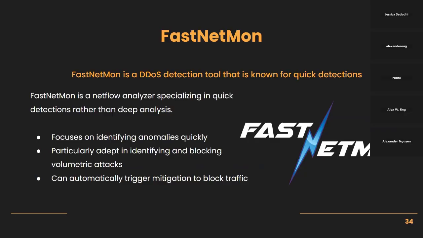Next that I'll talk about is FastNetMon. It is a DDoS detection tool that is known for quick detections. Instead of deep analysis like ntopng, it is, well, fast, and it specializes in quick detections. So it focuses on identifying anomalies quickly. It is particularly adept at identifying and blocking volumetric attacks, and it can automatically trigger mitigation to block traffic.